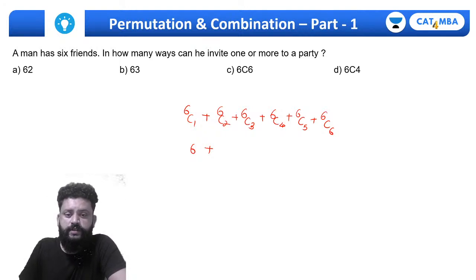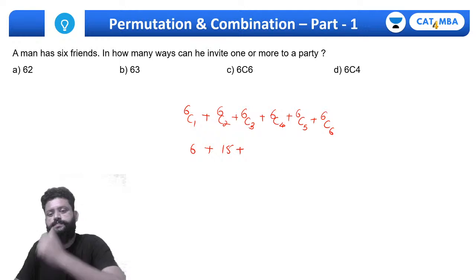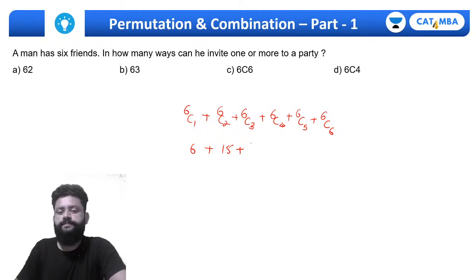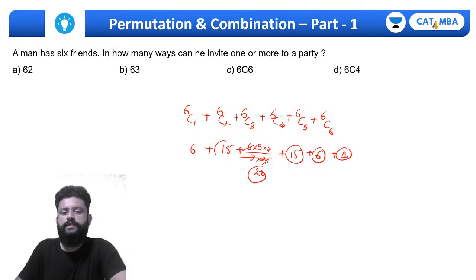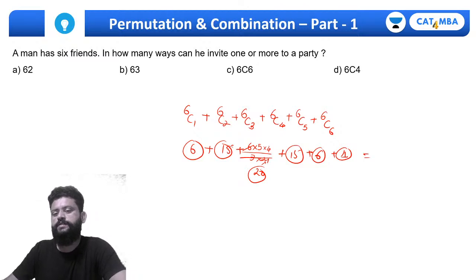6C2 is 6 into 5 upon 2 into 1, which is 15, plus 6C3 is 6 into 5 into 4 upon 3 into 2 into 1, which has to be 20, plus 6C4 will be 15, plus 6C5 will be 6 and 6C6 will be 1. So if you add all these numbers, 15 plus 20 is 35, plus 15 is 50, plus 6 is 56, plus 1, it has to be 63. So I do have one shortcut for this question.